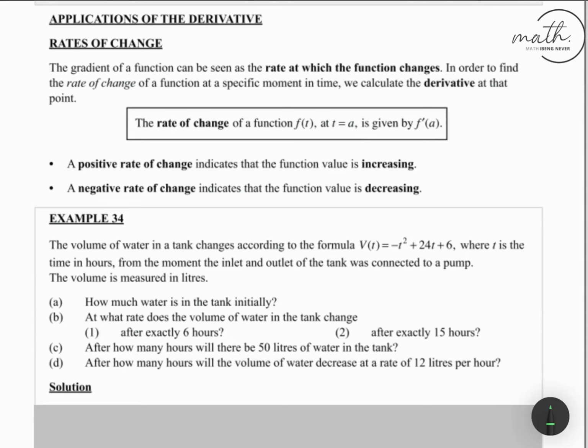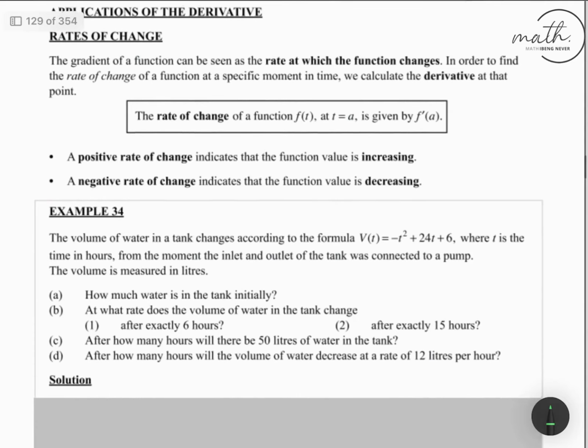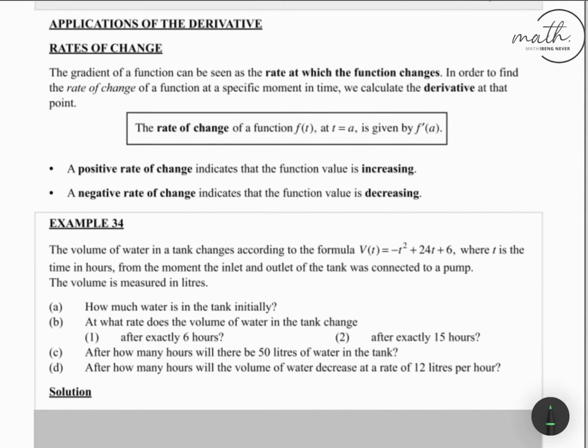Okay. So we're going to do rates of change. So for rates of change, let's start here.